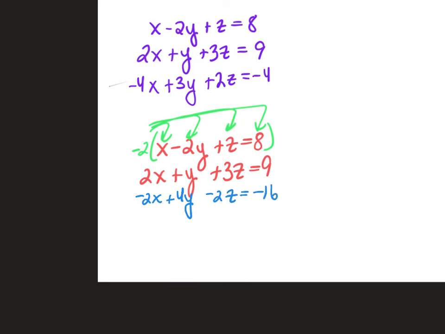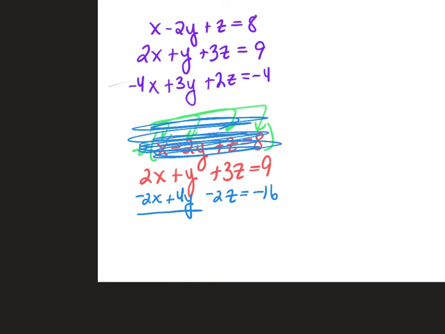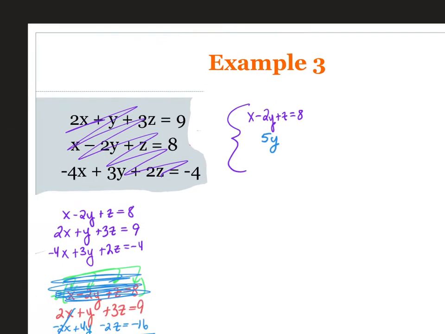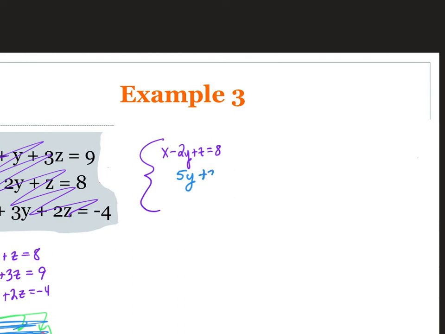Everybody agree? Okay, so this is gone. Now when we combine, what happens to my x's? They cancel. So 1y and 4y is 5y. What's 3z minus 2z? 1z equals, what's 9 and -16? -7. There's my second equation. So I'm going to go up here, I'm going to rewrite it. 5y plus z equals -7.